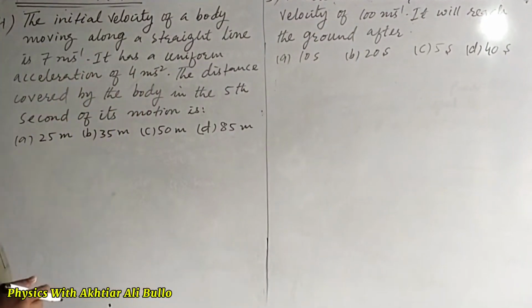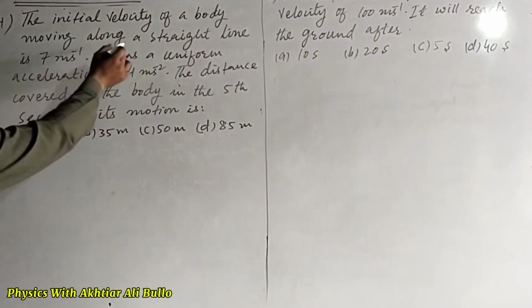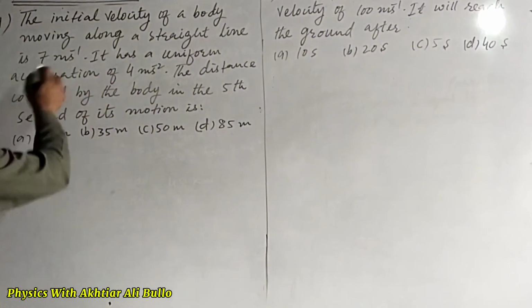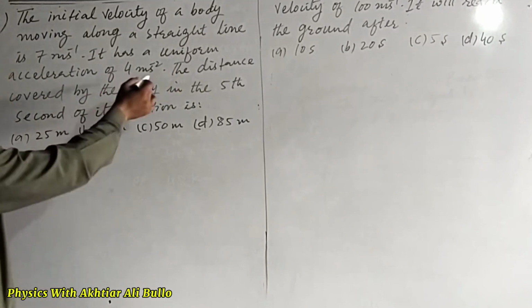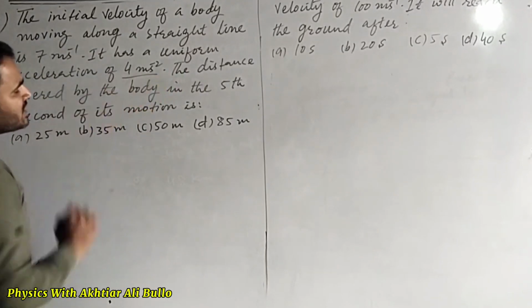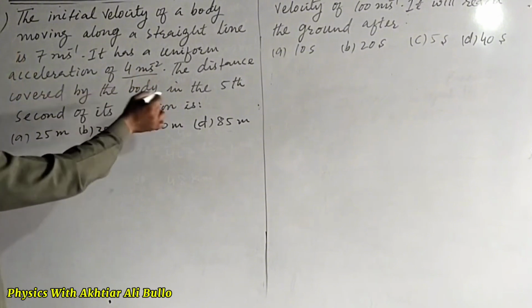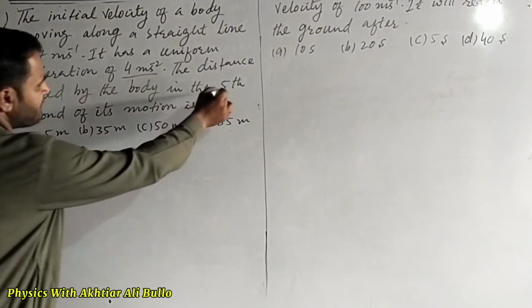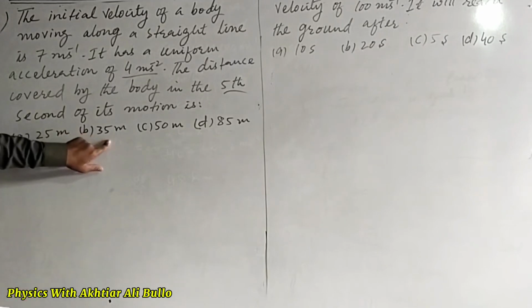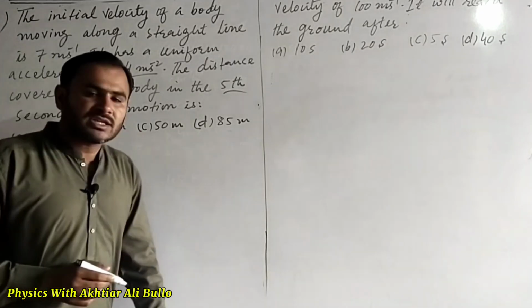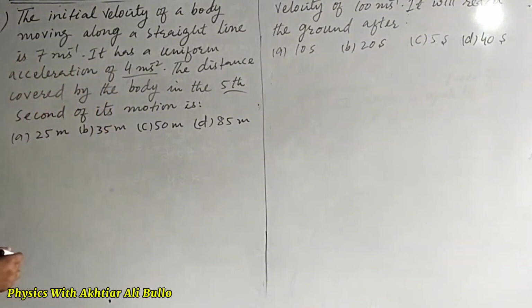The initial velocity of a body moving along a straight line is 7 meter per second. It has a uniform acceleration of 4 meter per second square. The distance covered by the body in the 5th second of its motion is: A, 25 meters, B, 35 meters, C, 50 meters, D, 85 meters.